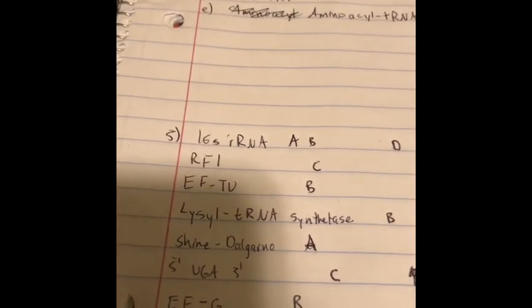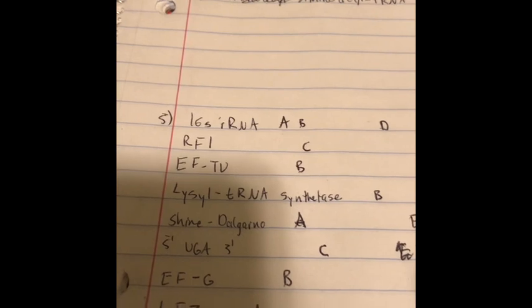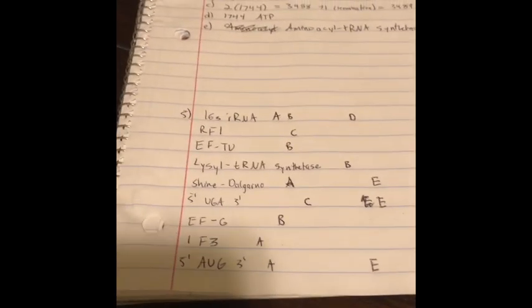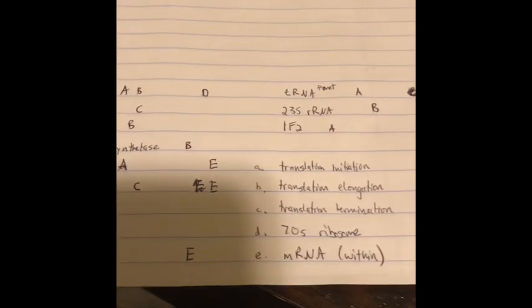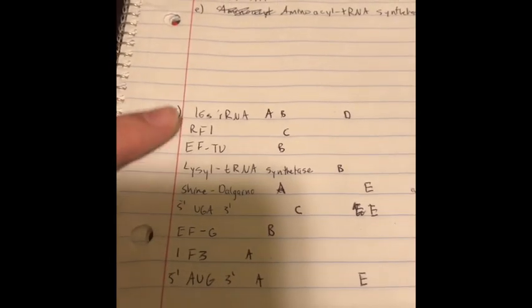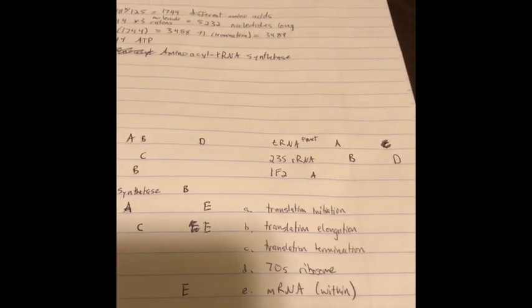So for A, which is involved in translation initiation? That's going to be the 16S rRNA, the Shine-Dalgarno sequence, the IF3, AUG, the start codon, tRNA fMet, and then IF2. Second one is translation elongation. So that's also going to be the 16S rRNA. You're also going to have the EF-Tu, EF-G, and the 23S rRNA.